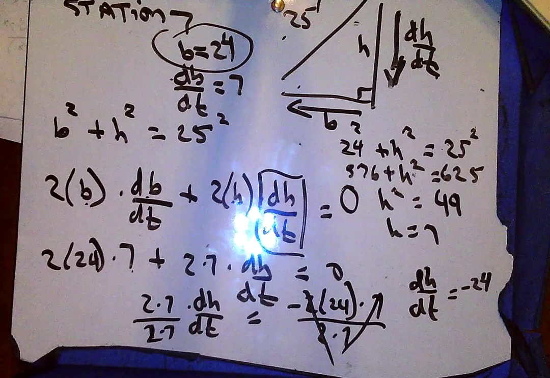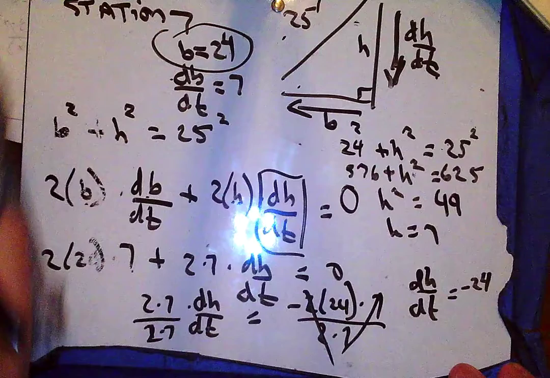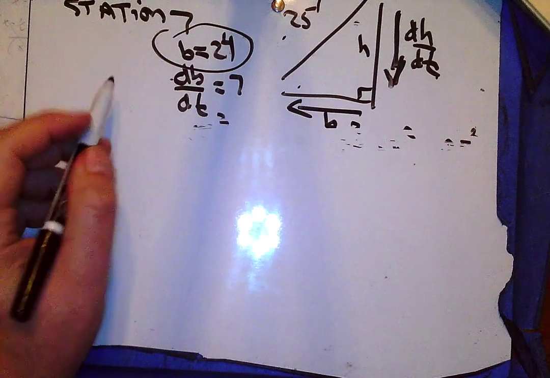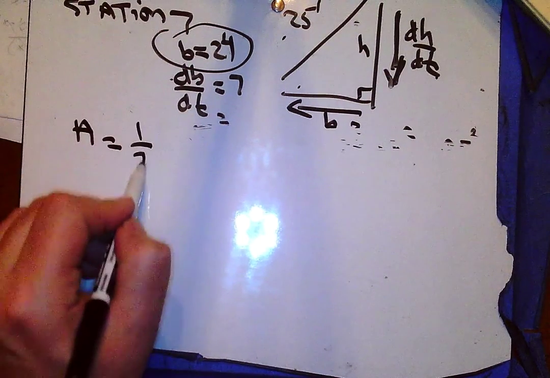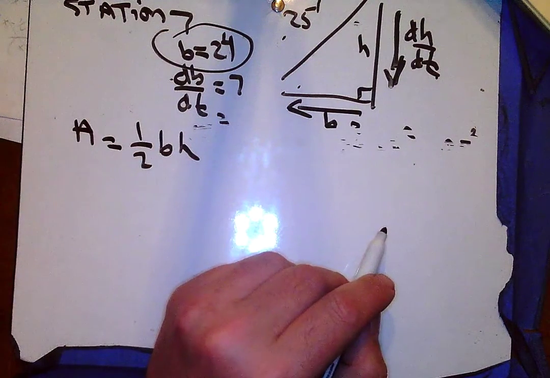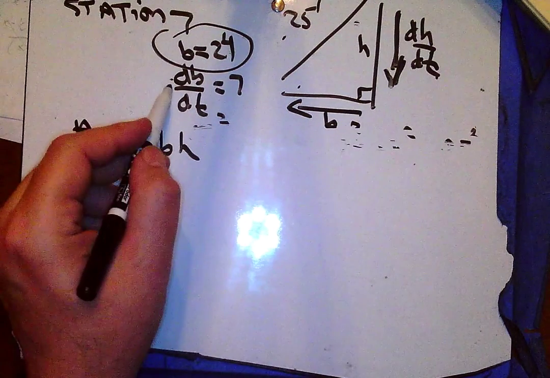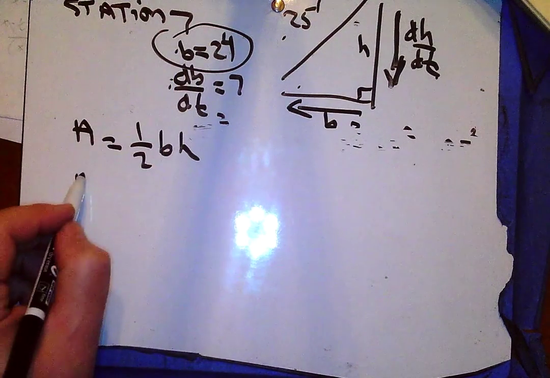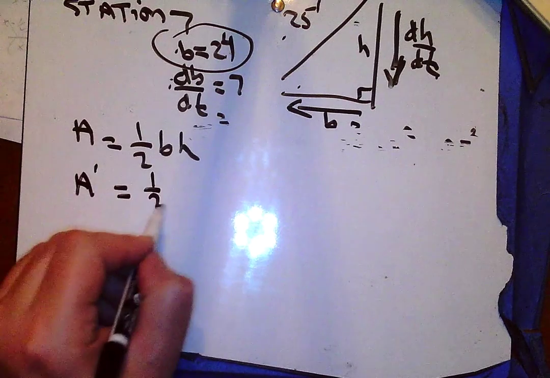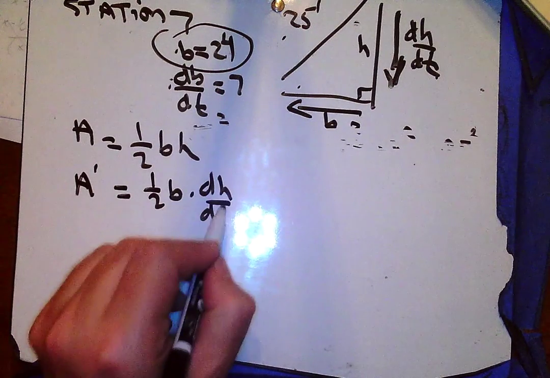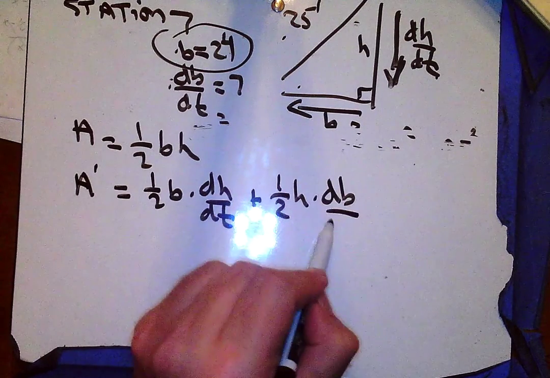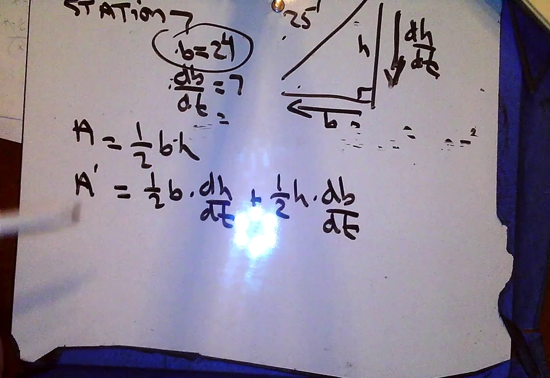Okay, so let's do part B of this problem. At what rate is the area formed by this triangle changing at that moment? Well, area is 1/2 base times height. And I know dB/dt and B. And if I take the derivative here, I'm going to have A prime equals 1/2 B times dH/dt plus 1/2 H times dB/dt. That's right, I had to use the product rule.